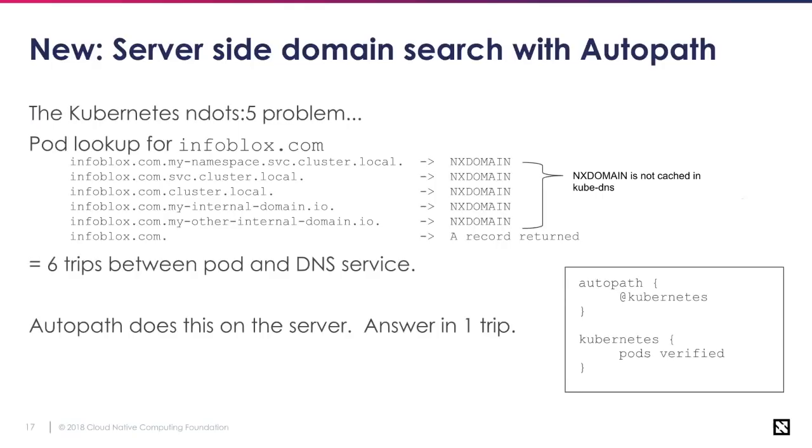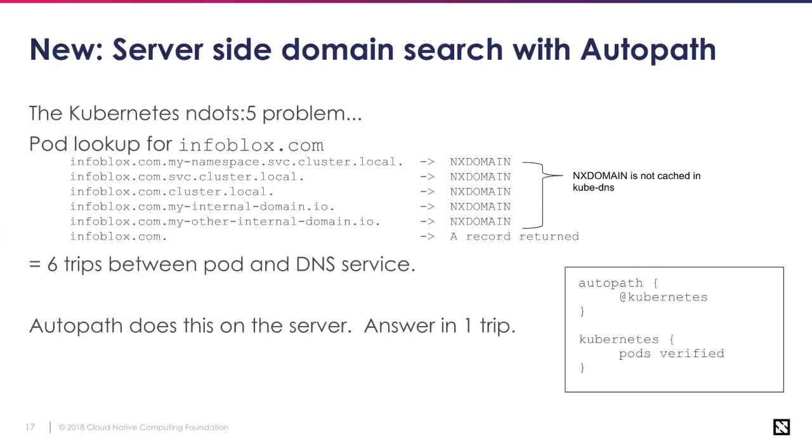Another cool feature, which is not enabled by default, but you can enable it if you want, is server-side searching with the Autopath plugin. Not sure if you're familiar with the ndots:5 problem in Kubernetes, but an example of where that goes badly is when you do a search for an external domain, for example, infoblox.com from a pod. It's first going to try the namespace, and then it's going to try the next level up, and the next level up, and the next level up.